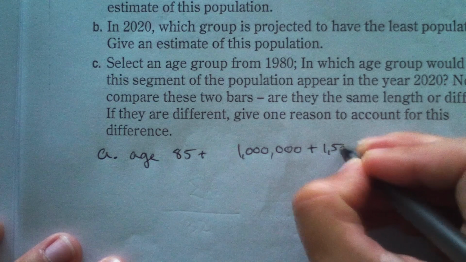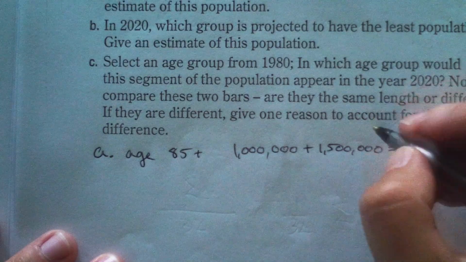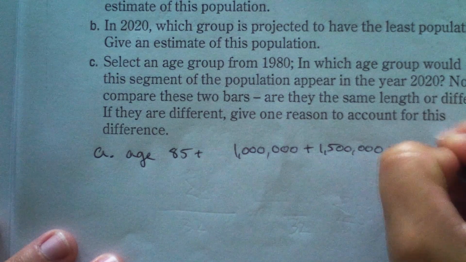Or 2,500,000. And that would be people 85 and up.